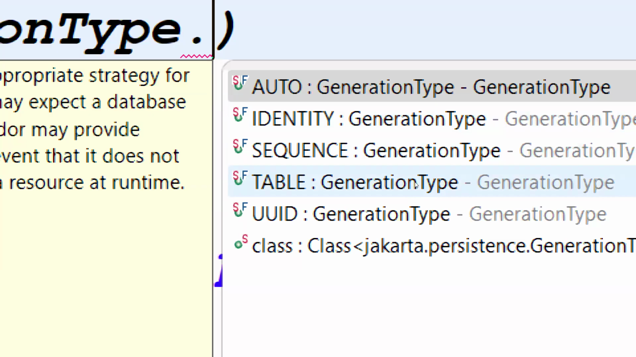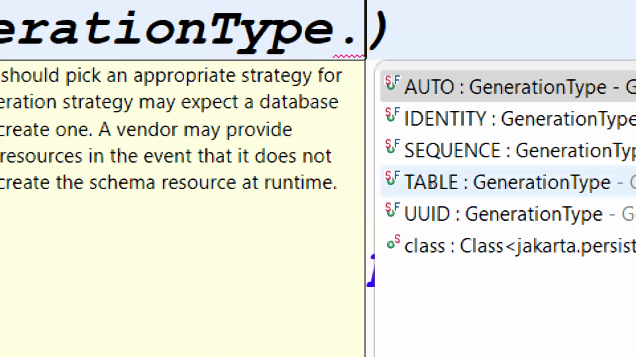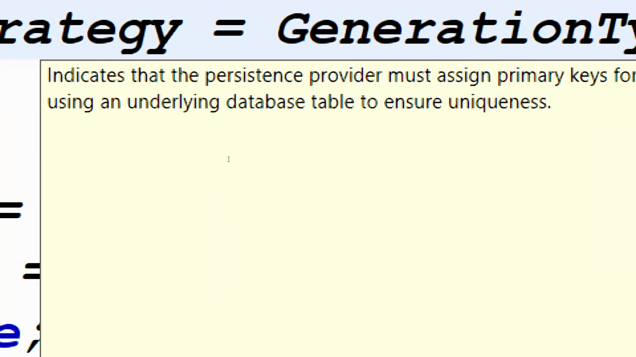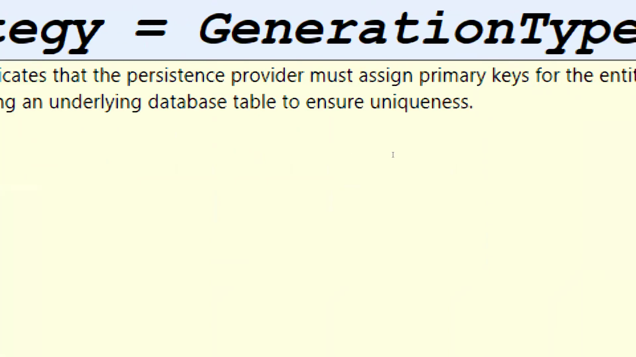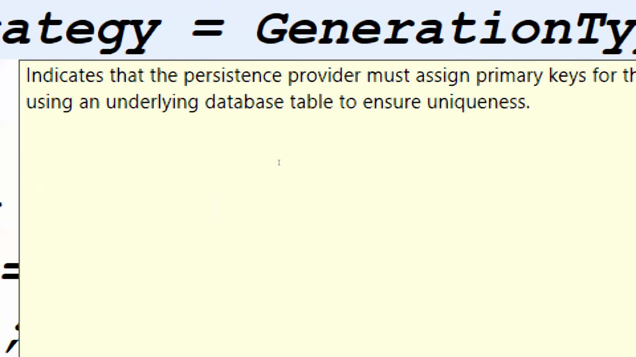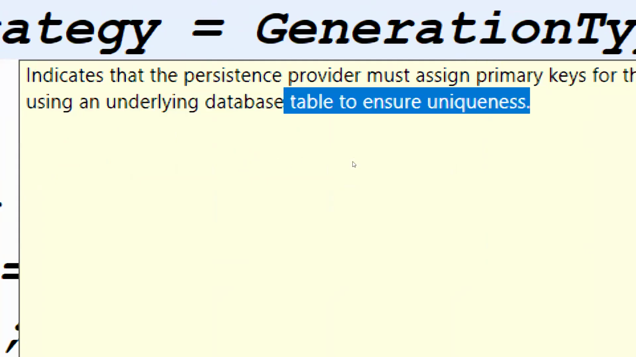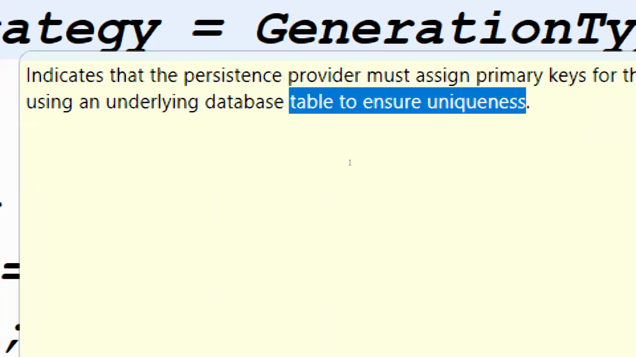See, say you generated account numbers, auto-generated. Table means generation type table. It will generate the sequence only, and to store those sequences, a separate table is created by Hibernate. So guys, if I take this one, you see this message here, which indicates that the persistence provider must assign the primary key for the entity using an underlying database table to ensure uniqueness. It means one separate database table is created.